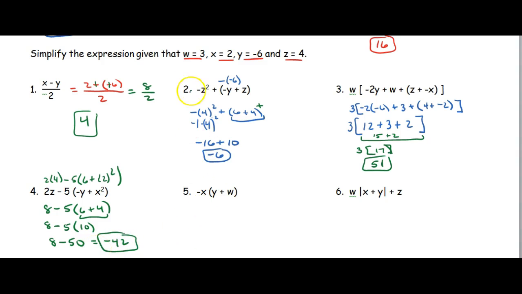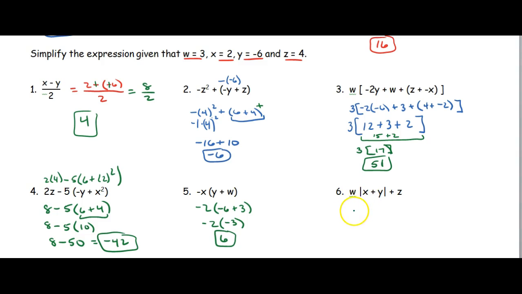Okay, the next one, we're substituting 2 in for x. So that's going to give us negative 2 times y is negative 6 plus w is 3. So negative 2 times negative 6 plus 3 is negative 3, which simplifies to positive 6.